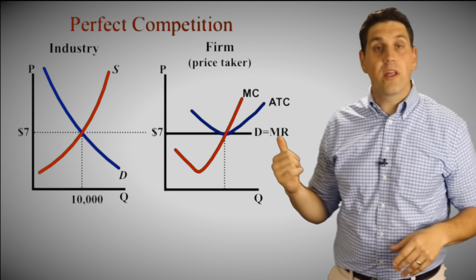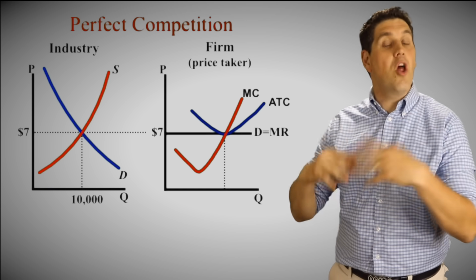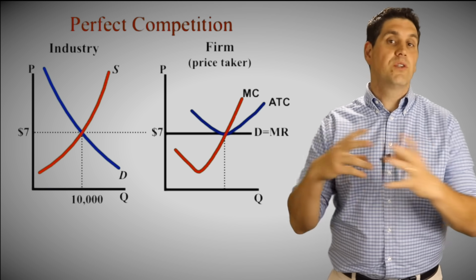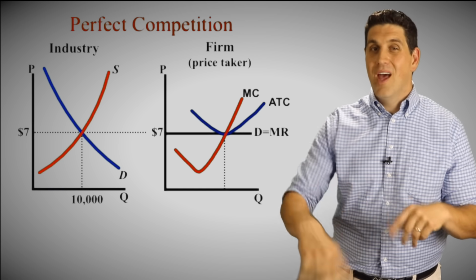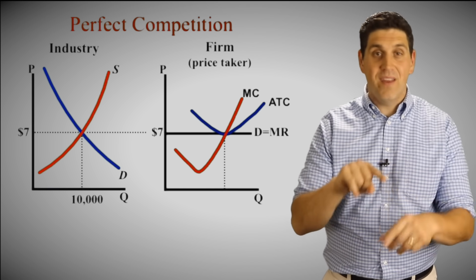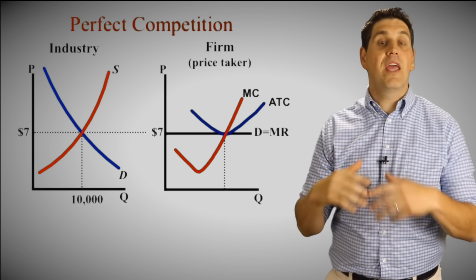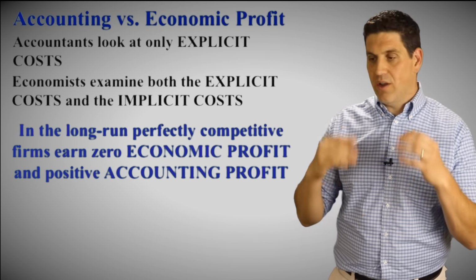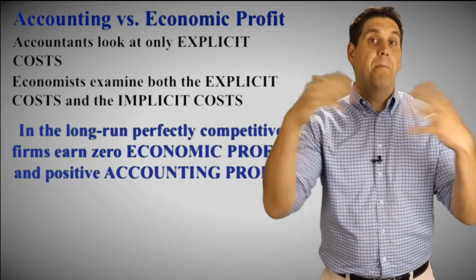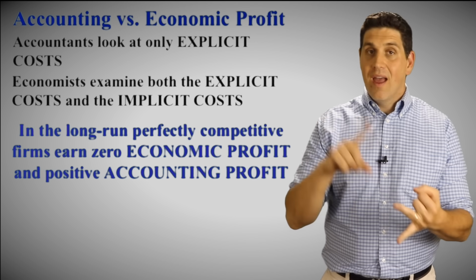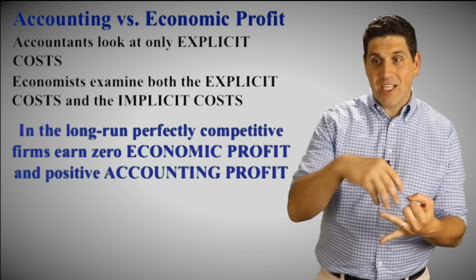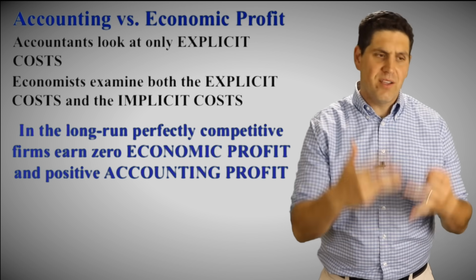Now let's go back to the long run graph really quickly. You remember this. This is the idea of long run equilibrium. Total revenue equals total cost. That means they're making no profit. But remember, there's two types of profit: economic profit and accounting profit. In this case, they're making no economic profit. They're not making money over and above their opportunity cost. Their total revenue equals their total cost, including their explicit costs and implicit costs, their opportunity costs.